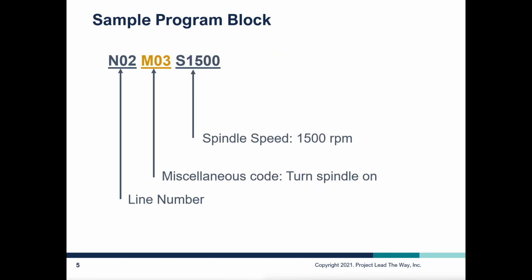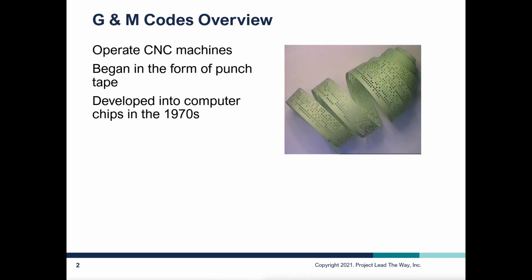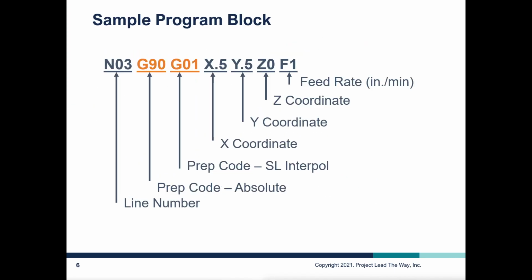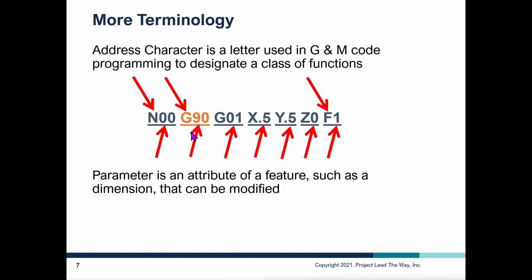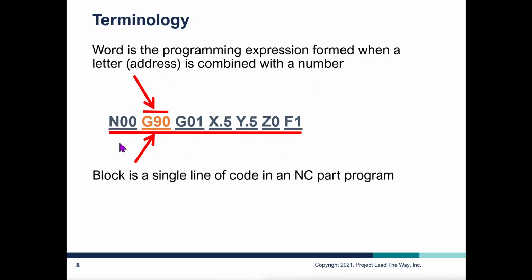So a word is the address character and the parameter. A block is a single line of code.